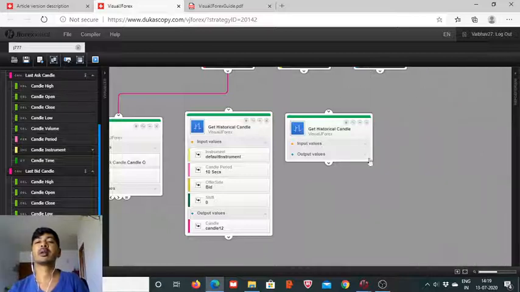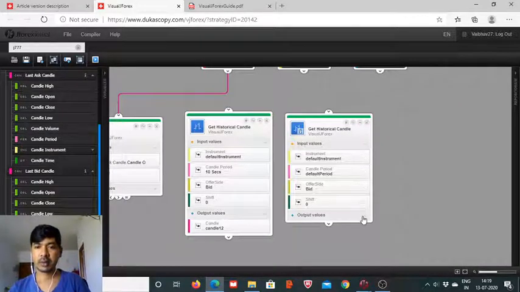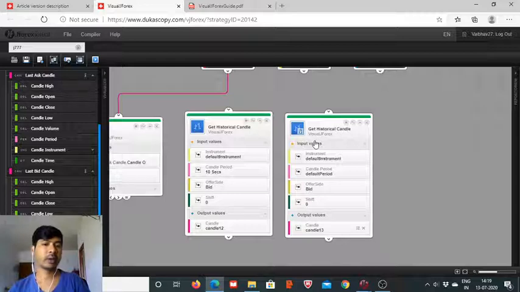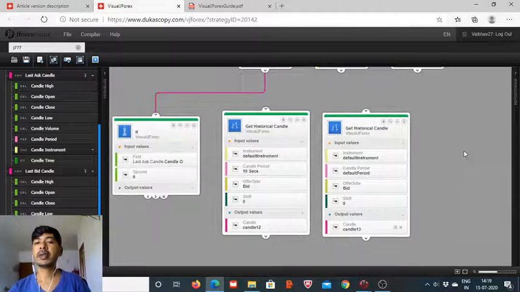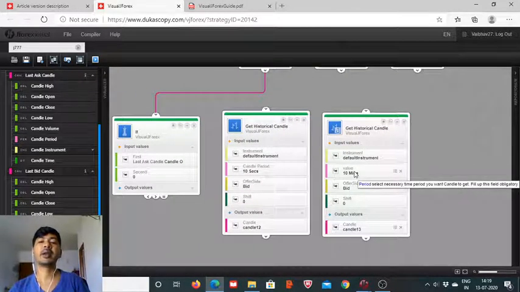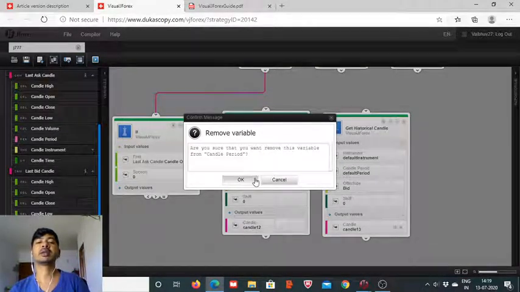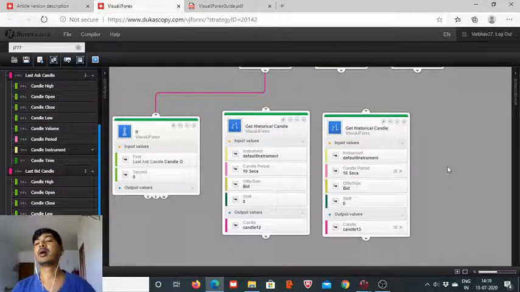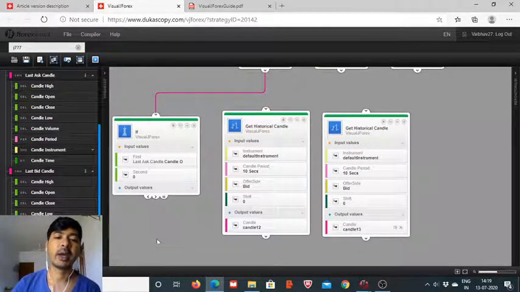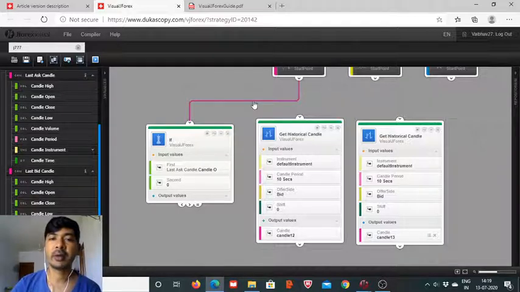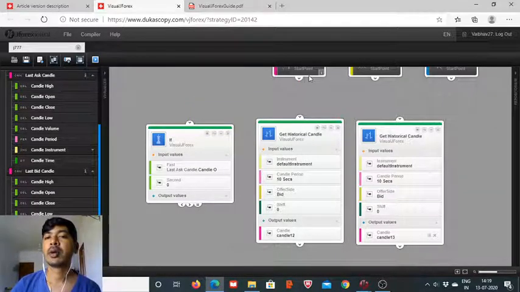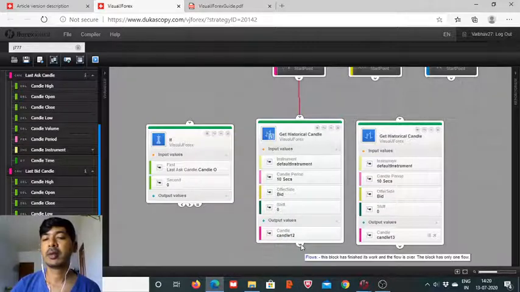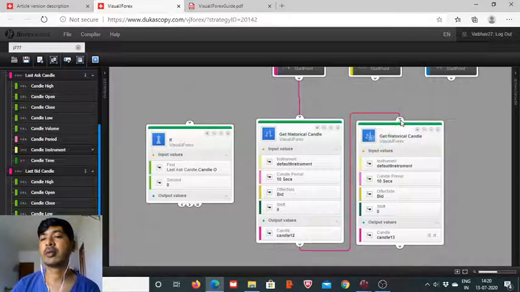Now, as I had said, everything is defined at default. Once we get the block, then we have to make changes, and if we want any different value, now that we need the value to be of 10 seconds, we have to do that, and we need to run the flow through these candles, then only we can utilize these values.